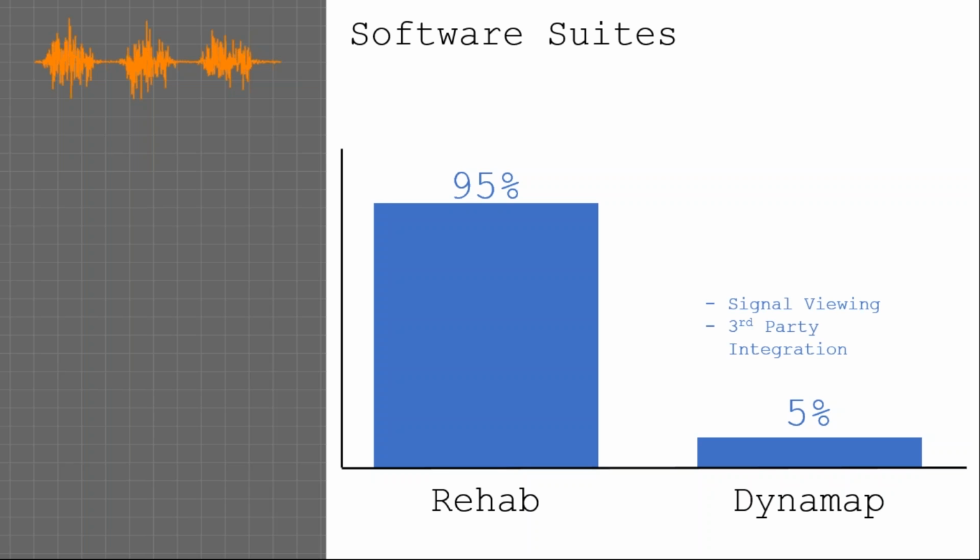What is Dynamap, you ask? Dynamap is really a lot of signal viewing and third-party integration. By third-party integration, just kind of a standard integration, we have our biometrics, goniometers, and some of the force sensors, or the force plates that you put for foot switches, that type of thing. So that starts to gear more towards biomechanics.